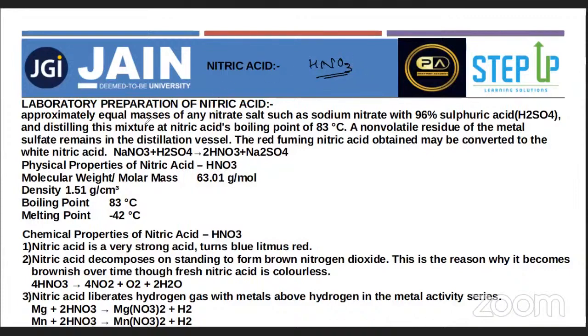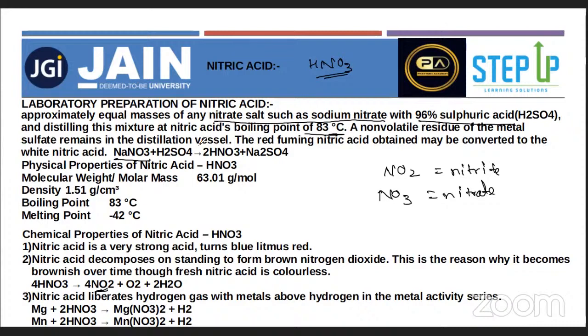So in the laboratory, what we do is take approximately equal masses of nitrate salts such as sodium nitrate with 96% sulfuric acid, and distill this mixture at the nitric acid boiling point, which is 83 degrees Celsius. Whenever I'm talking about NO2, that is nitrite, and whenever I'm talking about NO3, that is nitrate. So all is basics. NaNO3 is sodium nitrate.